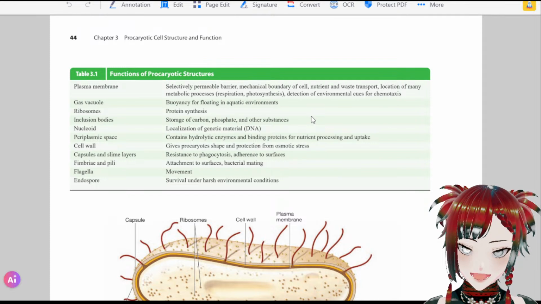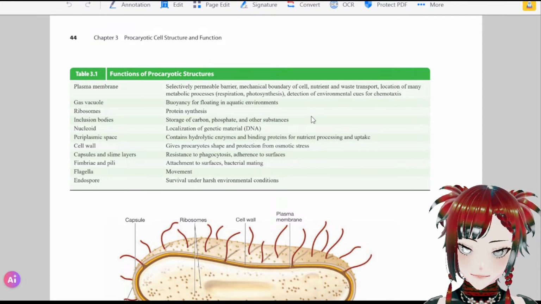Location of many metabolic processes, respiration and photosynthesis. Of course, some bacteria have the metabolic system for photosynthesis in their cell membrane. Detection of environmental cues for the chemotaxis. There are a lot of receptors that take signals from the environment and inside of the cell as well to maintain that semi-permeability, and of course to produce even more signals or to let the signals from outside to inside for the cell to survive, or from inside to outside to inform the other bacteria in case of biofilm formation, right? Gas vacuoles, buoyancy for floating in the aquatic environment.